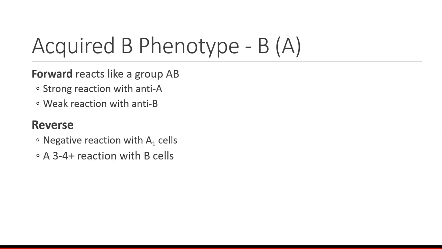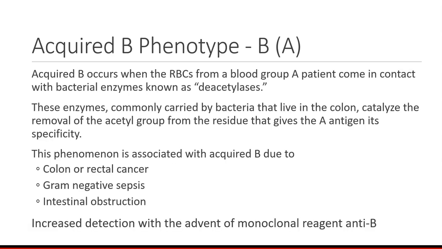So something's wrong. The acquired B occurs when the red cells from a blood group A patient come in contact with bacterial enzymes known as deacetylases. These enzymes, commonly carried by bacteria that live in the colon, catalyze the removal of the acetyl group from the residue that gives the A antigen its specificity. This phenomenon is associated with acquired B due to colon or rectal cancer, gram-negative sepsis, or intestinal obstruction.